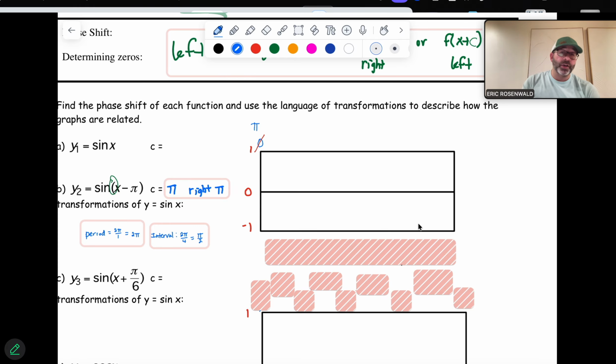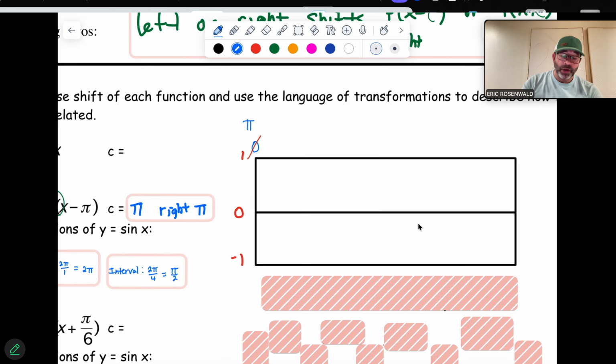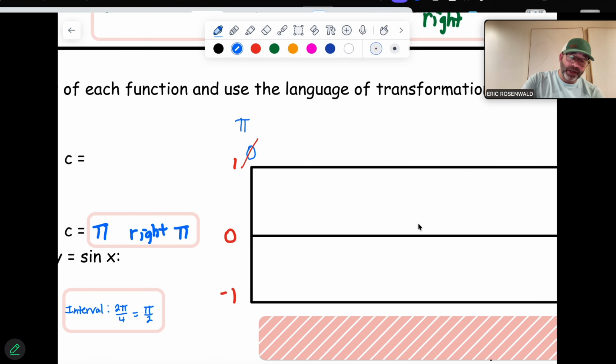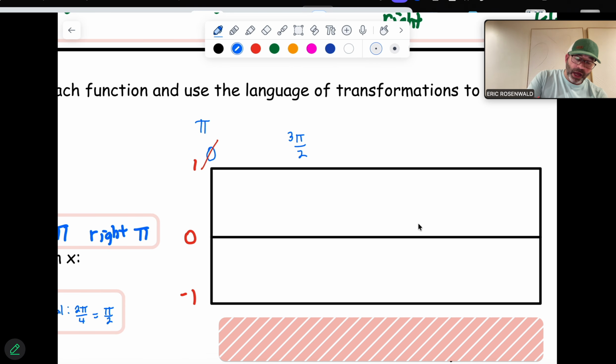And then from here, we're going to go in increments of pi over 2. So if I start at pi and go up by pi over 2, we're at 3 pi over 2. Another pi over 2, I'm at 4 pi over 2, which is 2 pi. Then 5 pi over 2. And then 6 pi over 2, which is just 3 pi.